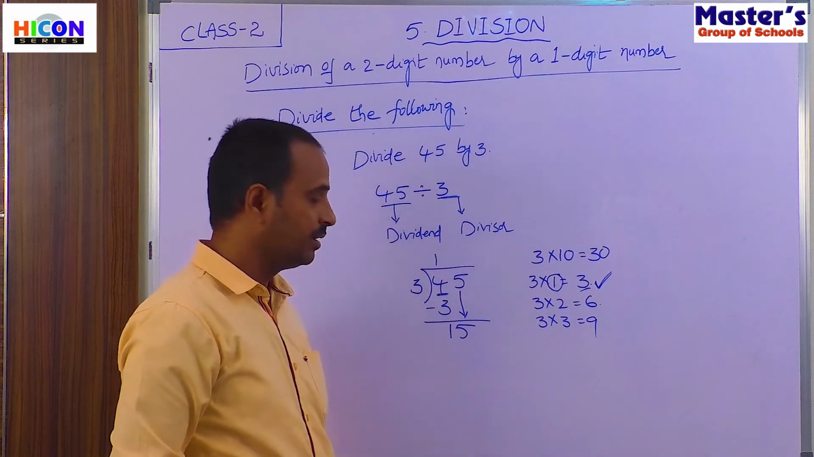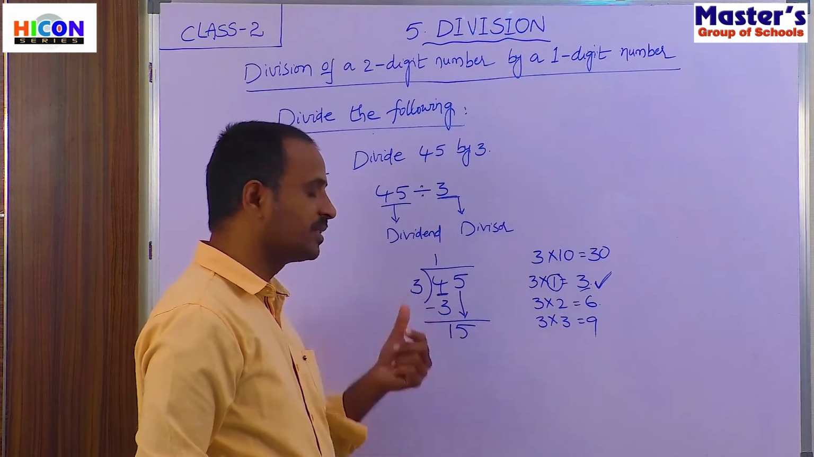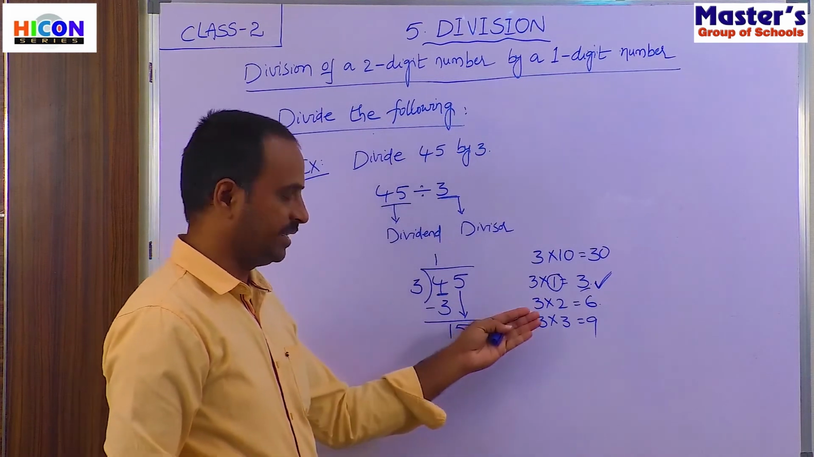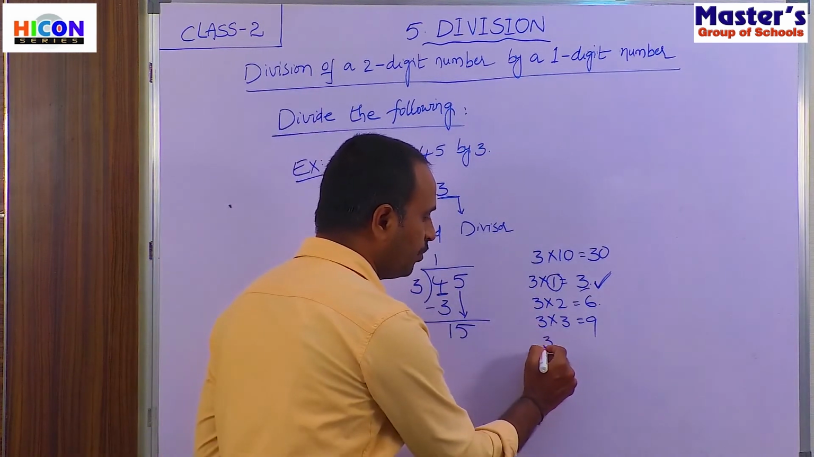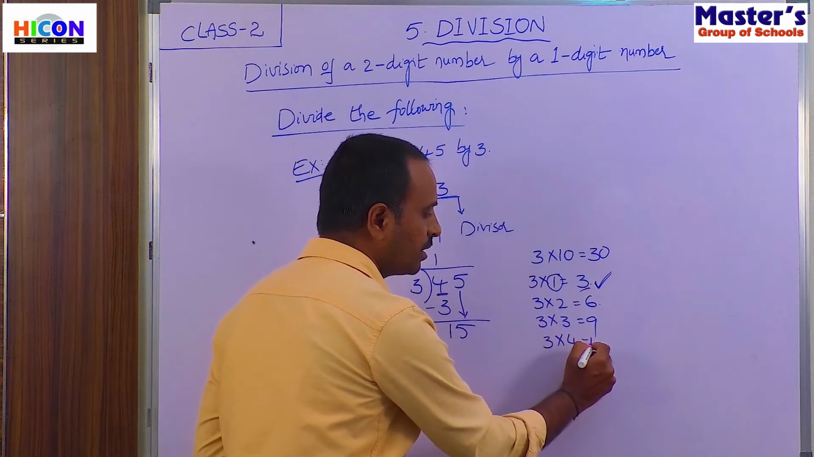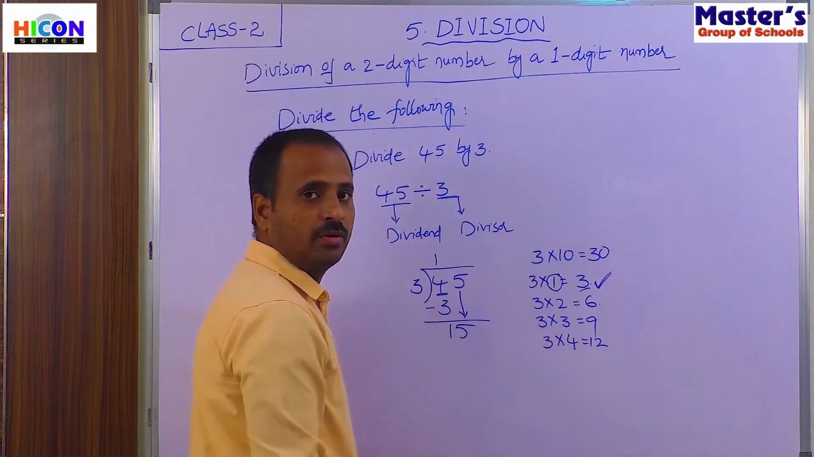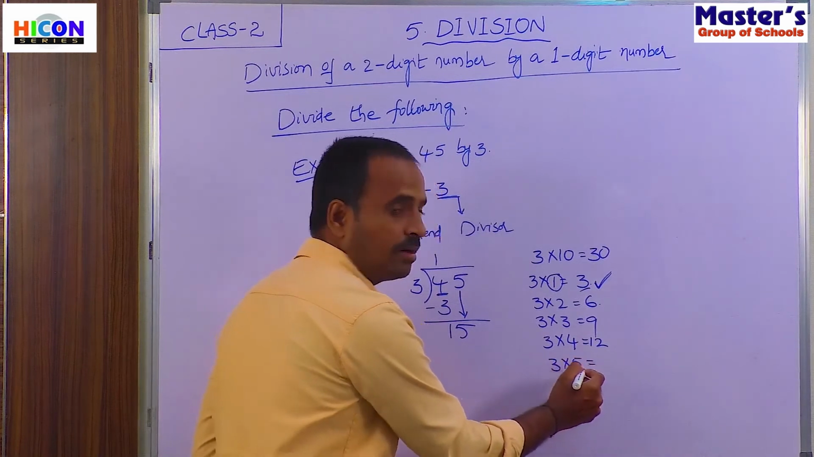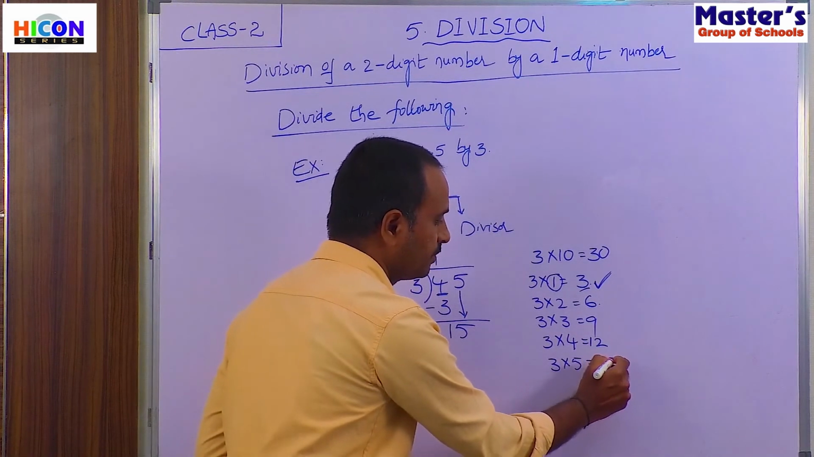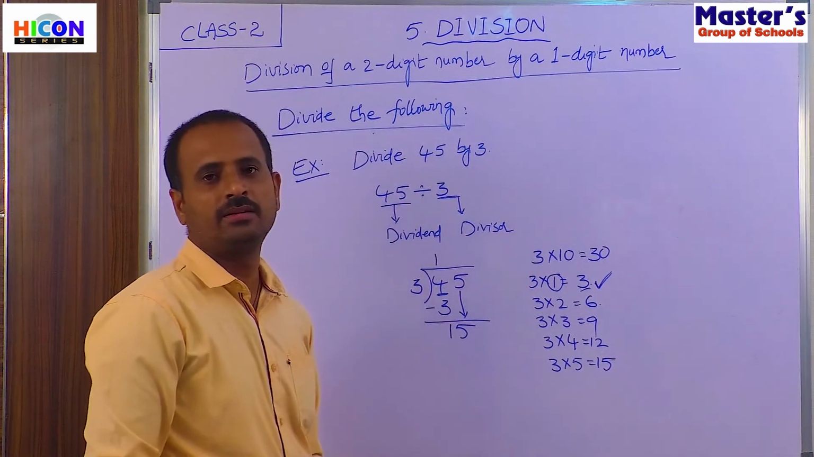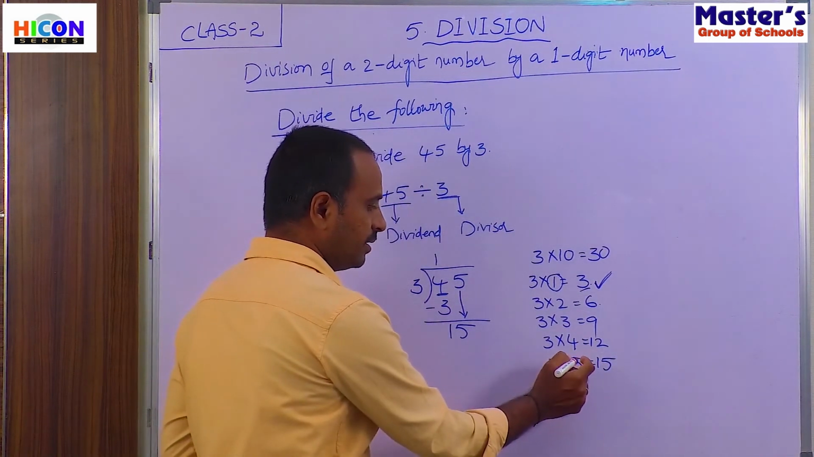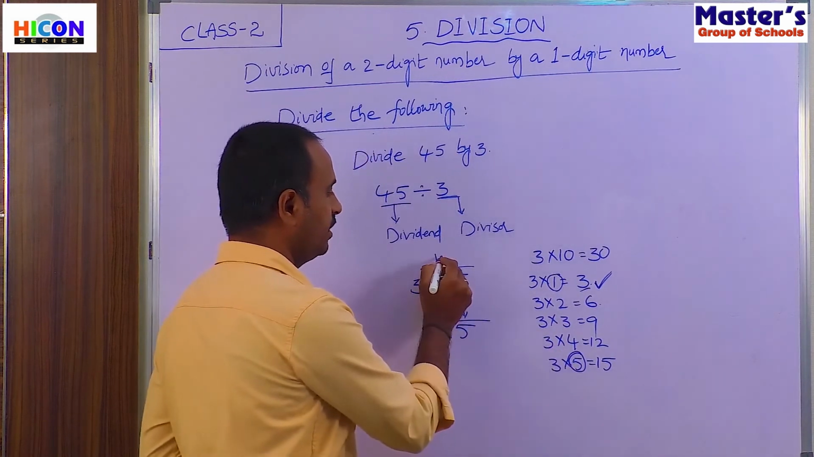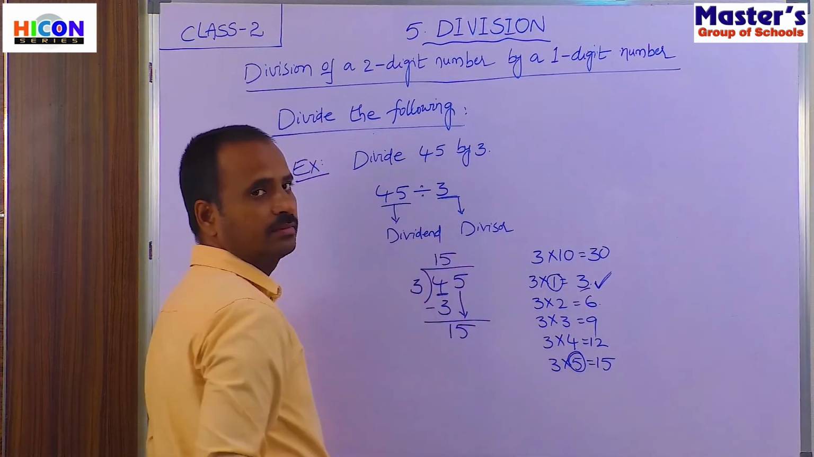Now let us find when the number 15 comes in the third table. So let us continue this table. If we take 4 times, that is 3 fours are 12. And now take 5 times. If you take 5 times, 3 fives are 15. So we have taken 5 times to get 15. So write this 5 in the quotient beside 1.